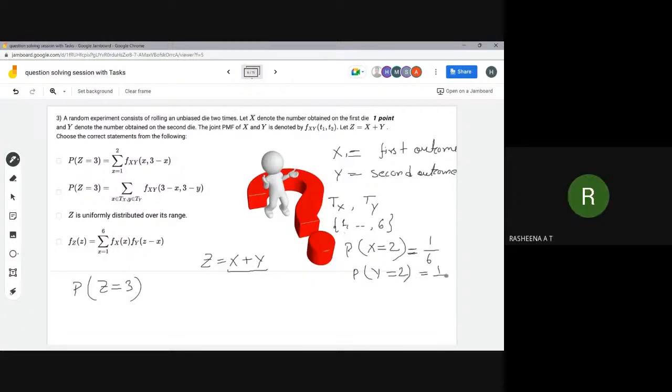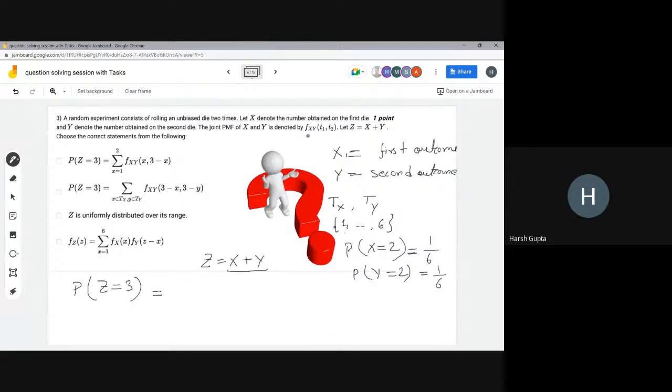1 by 6, yeah. So that means we know everything about X and Y, right? But Z we don't know. So what we are going to do, we somehow go from Z to X. If we can go there, we will be able to answer the question.